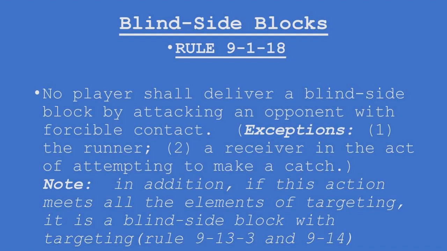The note at the end of that rule talks about targeting. In addition, if this action, meaning the action of a blindside block, meets all the elements of targeting, it is a blindside block with targeting. And I think most of us know now that the targeting rules are 9-1-3 and 9-1-4, so we know where to go with that. If we have a blindside block with targeting, those working within the realm of instant replay would go to replay and could review the targeting aspect, but the blindside block is not reviewable.